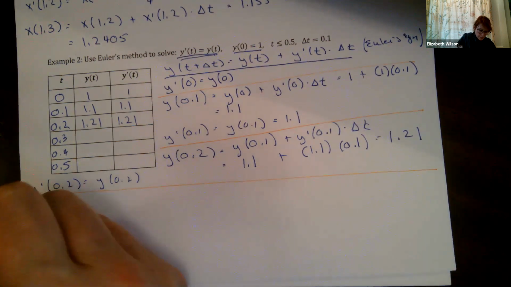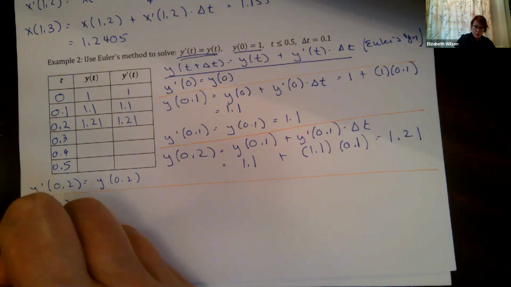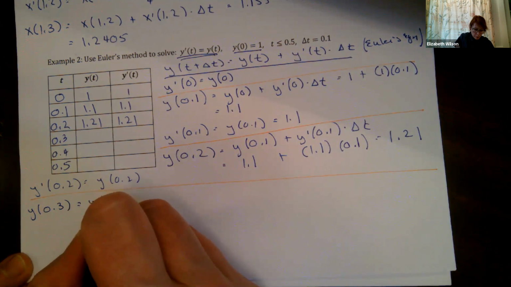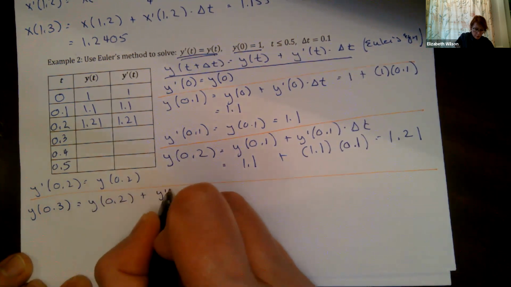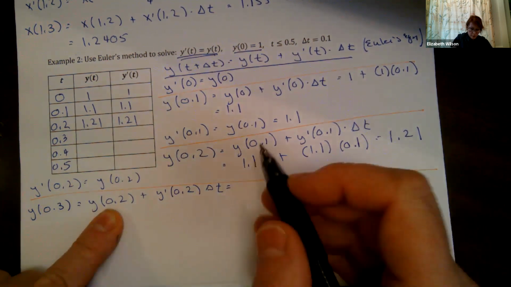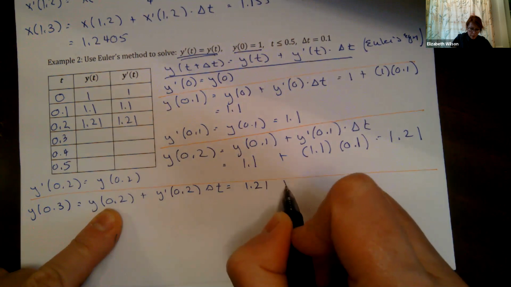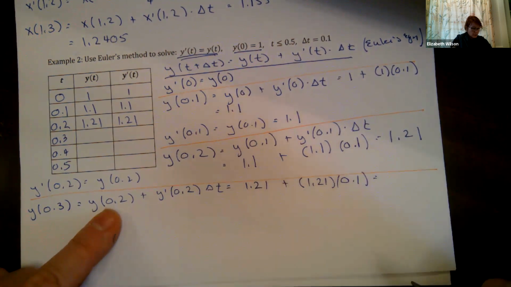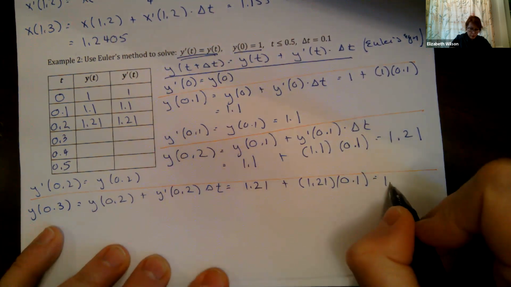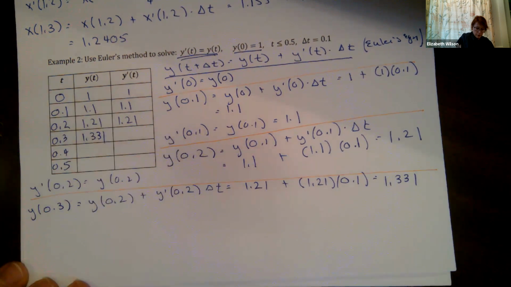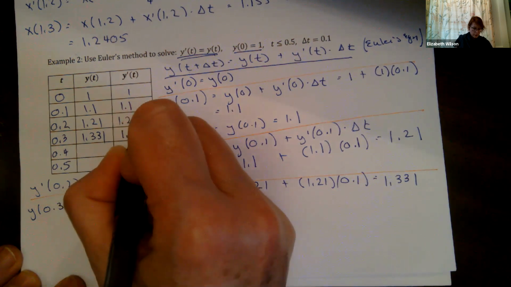So I'm going to go y of 0.3. Euler's equation again, which is y of the previous one, 0.2, plus our derivative of the previous times delta t, which is equal to y of 0.2, 1.21, plus our derivative, 1.21, times 0.1. And that was going to equal 1.331. Our derivative equals our function, we were told that, so this is 1.331.